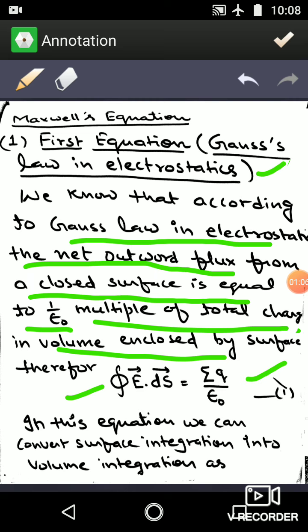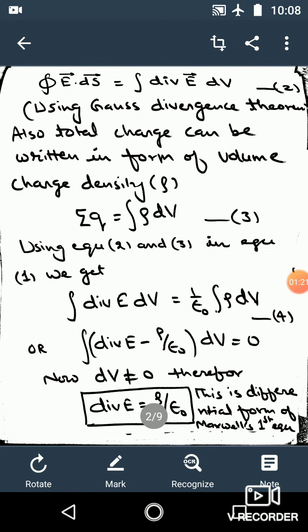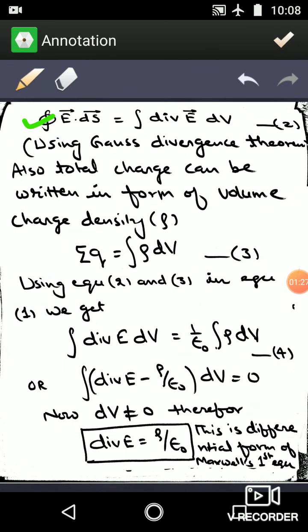Now we are converting surface integration into volume integration, and it can be done using the Gauss divergence theorem. Let us move on to the next page. Here I have converted surface integration into volume integration using divergence. Surface integration of electric field is equivalent to volume integration of divergence of electric field. This is equation number 2.